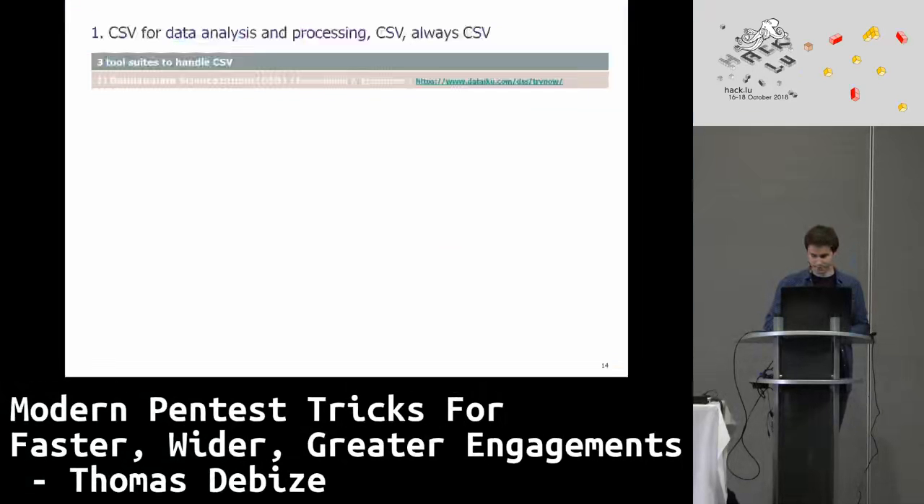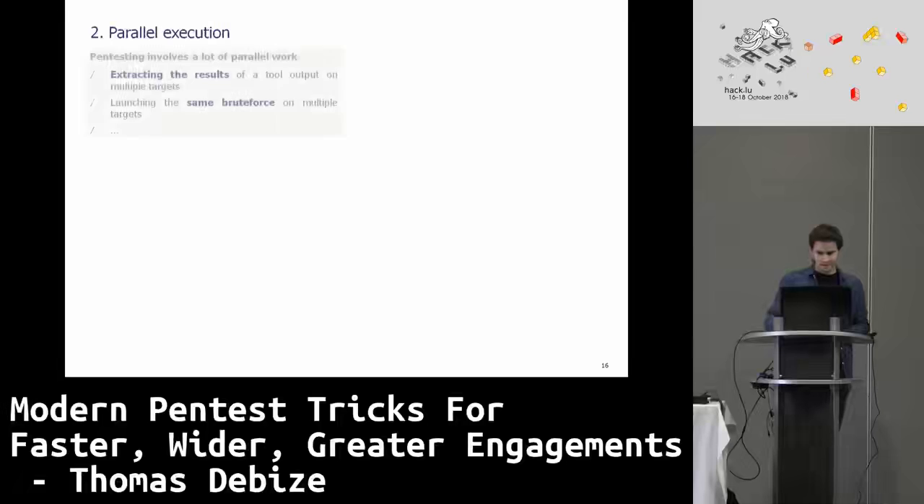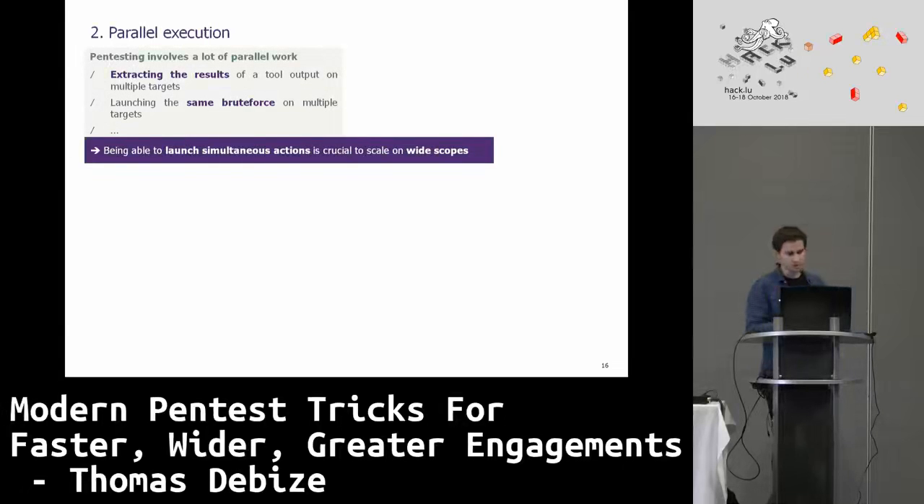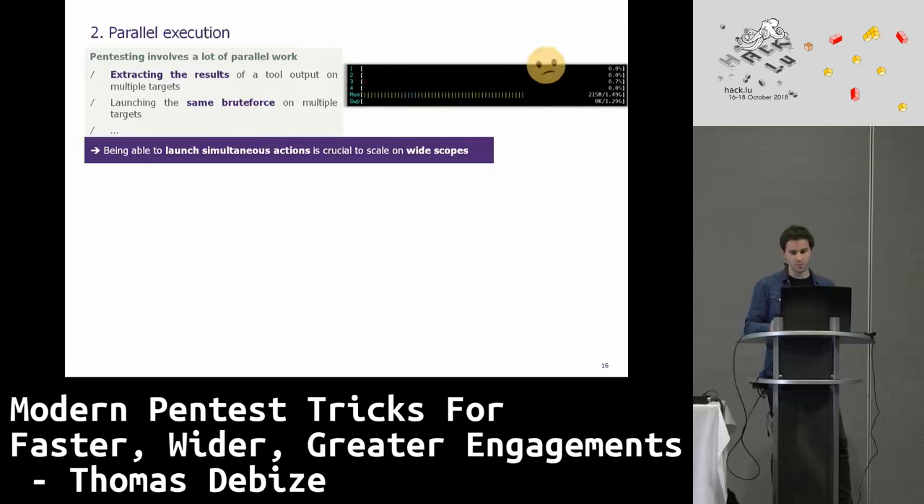Then let's move to the second trick. Parallel execution. So in our work, every time we extract some results, we launch some different tasks. We want to multitask. We want to multi-thread everything. And when you cannot do it easily because your tool is not made with multi-threading inside, you need an external tool such as GNU Parallel.